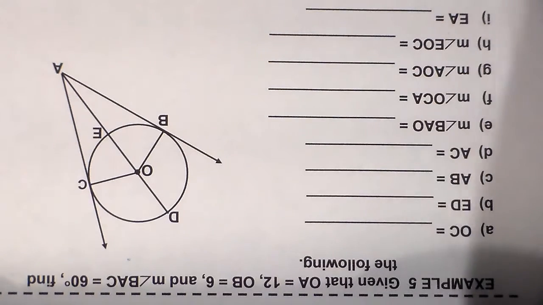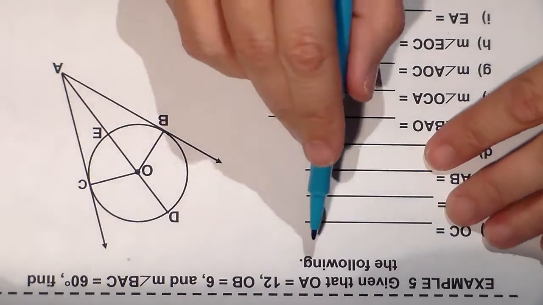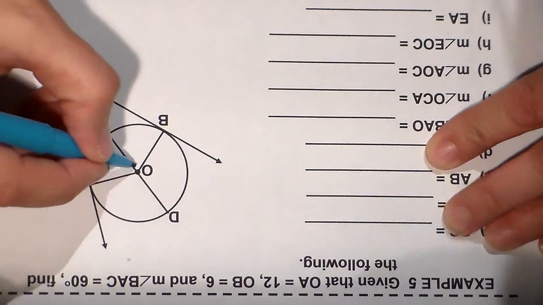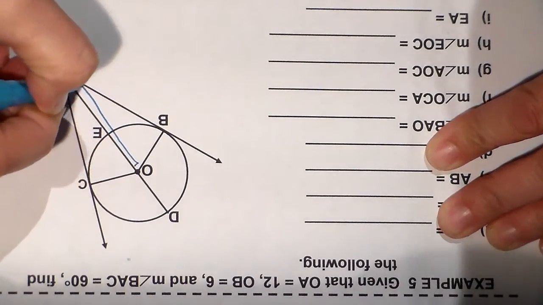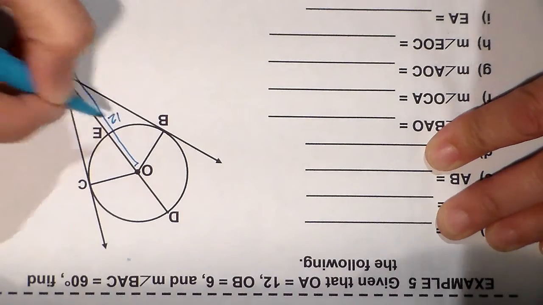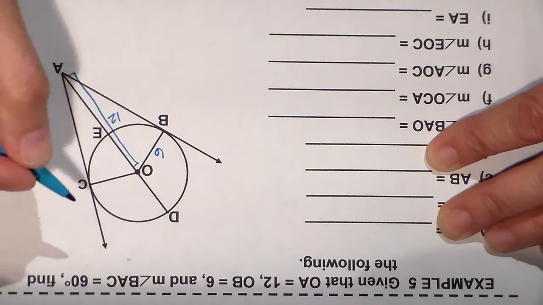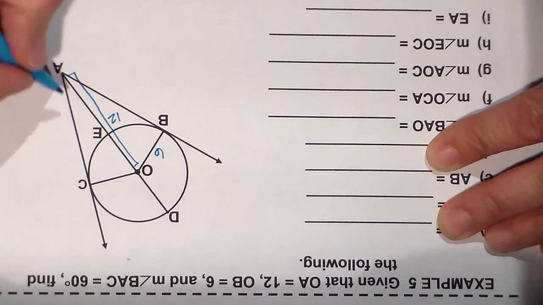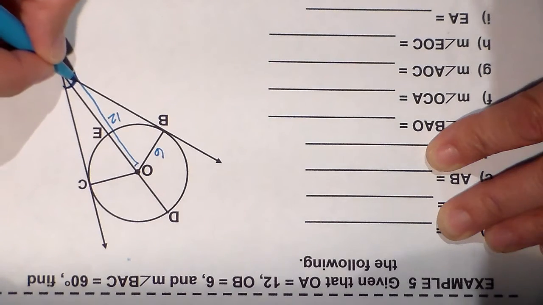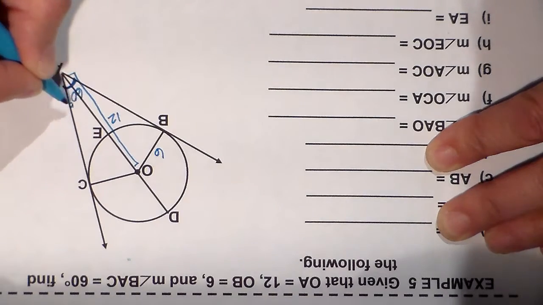Okay, so this is our last example on topic 4-4. Given that OA is 12, so OA all the way here is 12, and OB is 6, and the measure of angle BAC is 60. That's this one right here, is 60.